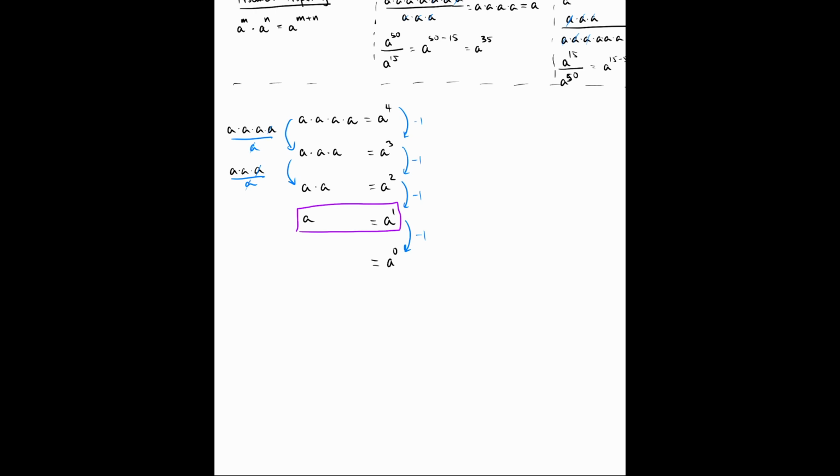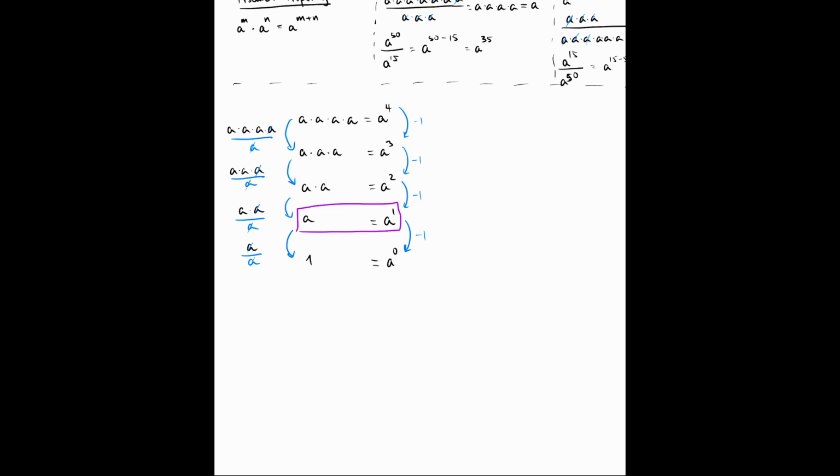Now, to get to the next line, we just continue with the same pattern. We're dividing by a, which means that maybe if we divide by a one more time, we can get an idea of what a to the 0 power might be. Well, to do that, we would have to divide a by a. And that means that the 2 a's cancel out, and a divided by a is just 1.